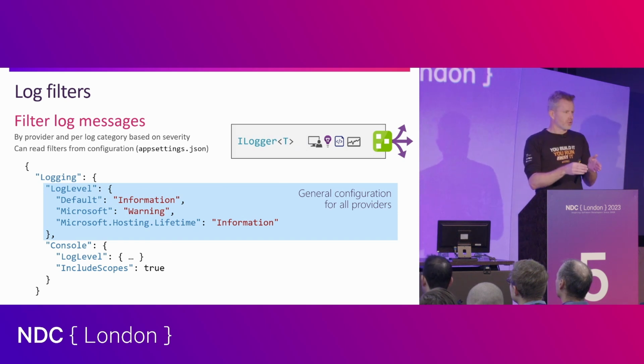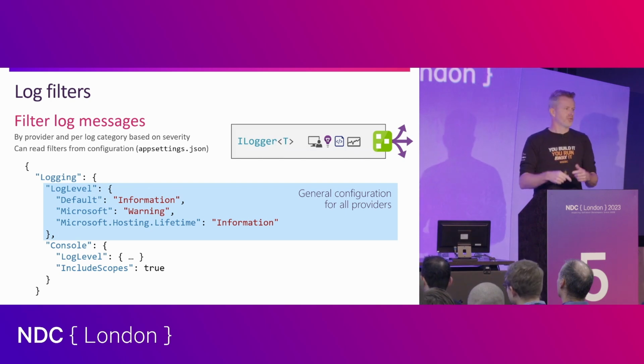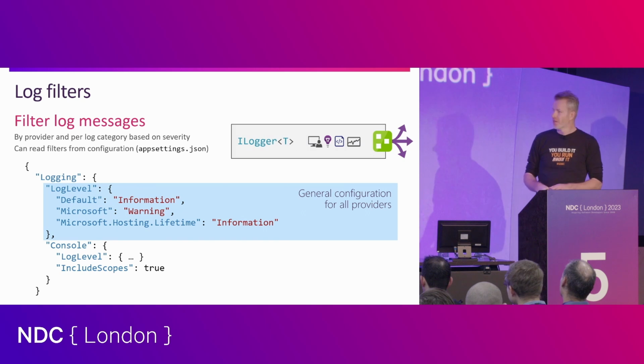But if it comes from Microsoft, so Microsoft dot something, extensions, dependency injection, that would be warning. But if it's hosting lifetime, that's the startup of your ASP.NET Core application or your worker service, then we want information again as well. So a little bit more information to see what is happening.